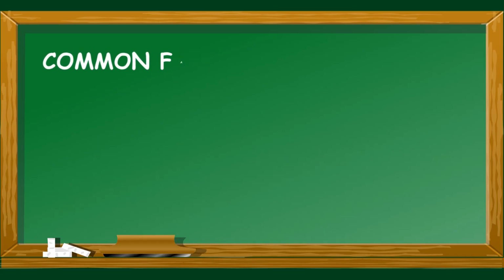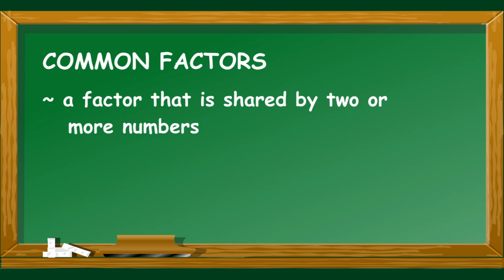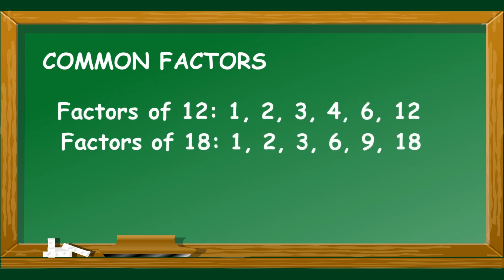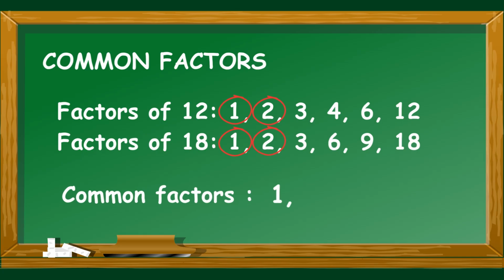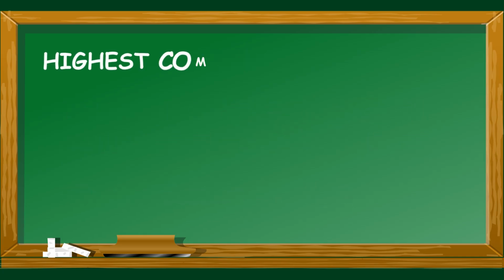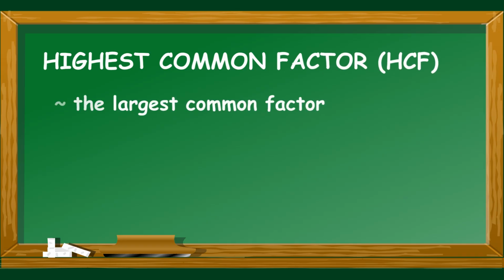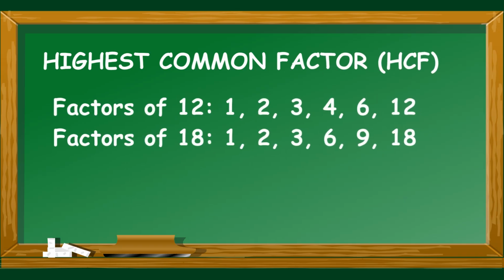A common factor is a factor that is shared by two or more numbers. For example, the common factors of 12 and 18 are 1, 2, 3, and 6. The highest common factor, or HCF, is the largest common factor. Therefore, the HCF of 12 and 18 is 6.